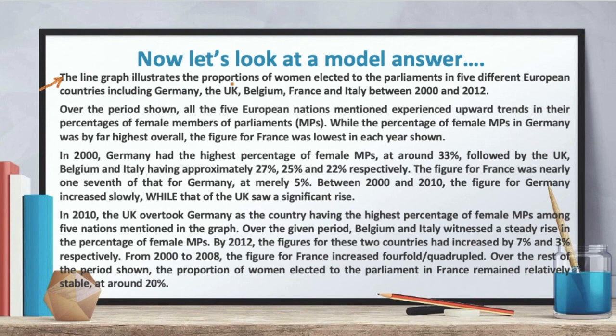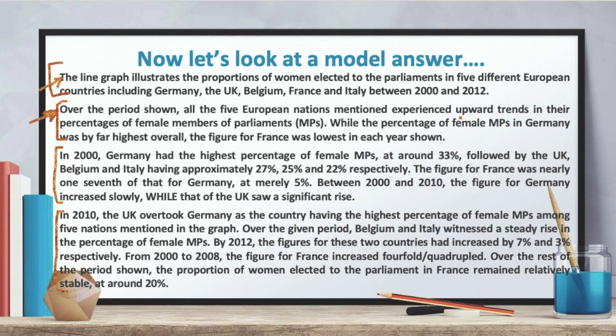or the line graph illustrates the proportion of women elected to the parliaments in 5 different European countries, in Germany, the UK, Belgium, France and Italy, between so and so, over the period shown. Now this is like an overall overview statement. All the 5 nations, and as you see, all these 4 things are standing out so clearly that we don't have to even make an attempt to understand which para is what. Coherence wise, task achievement wise, it is completely falling in line.